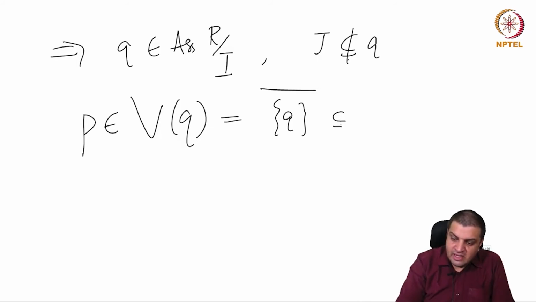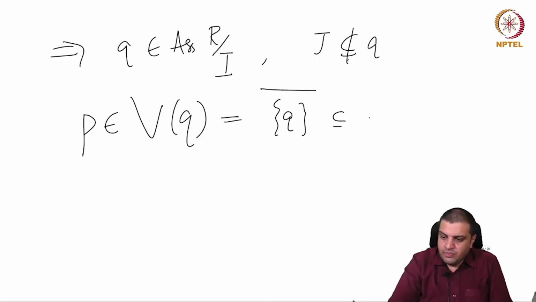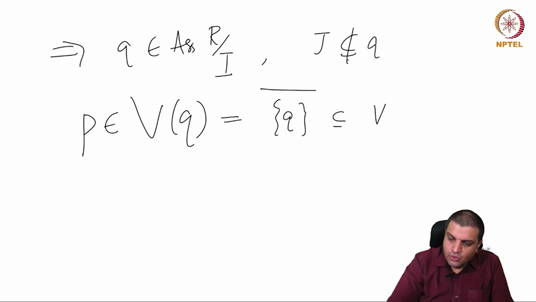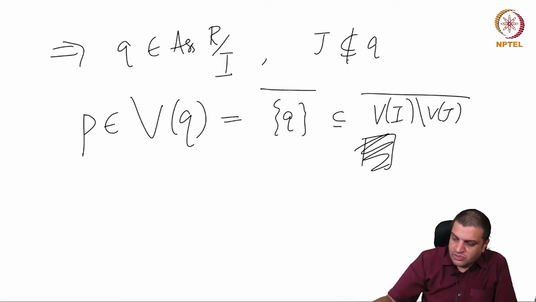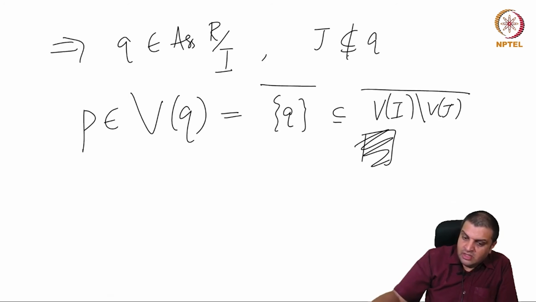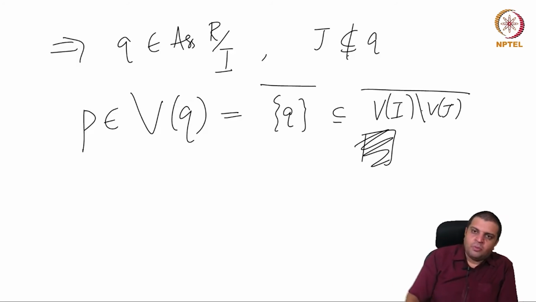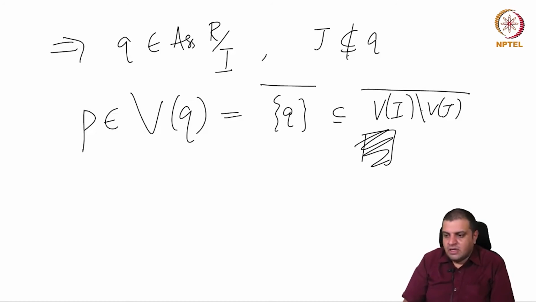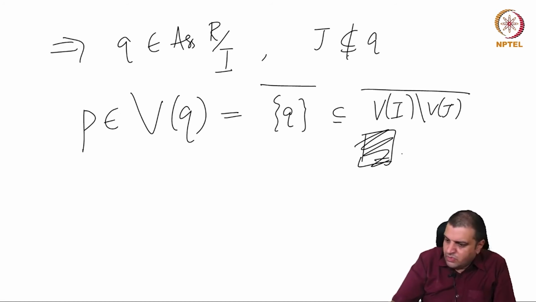Q is inside V of I and Q is not inside V of J. So the set containing Q is a subset of V of I minus V of J, and its closure therefore is inside here also, and that is what we wanted to prove. An arbitrary P that contained I : J saturation is inside this. One can also rephrase this to study irreducible components of varieties inside K^n, but that would be just restating the same.